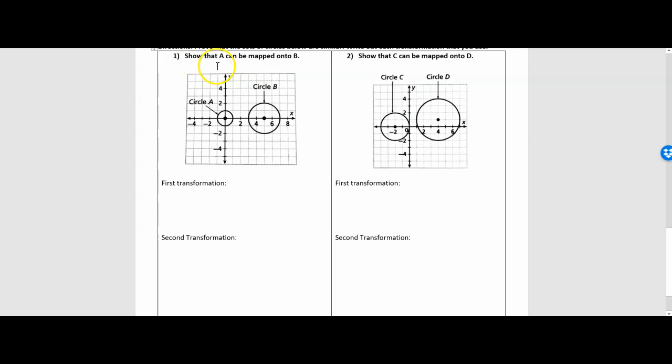So it says show that A can be mapped onto B. So you'll be moving A. For number 2, C mapped onto D, so you'll be moving C. So pause the video for a couple of minutes, attempt that, and then come back and see if you did it correctly.